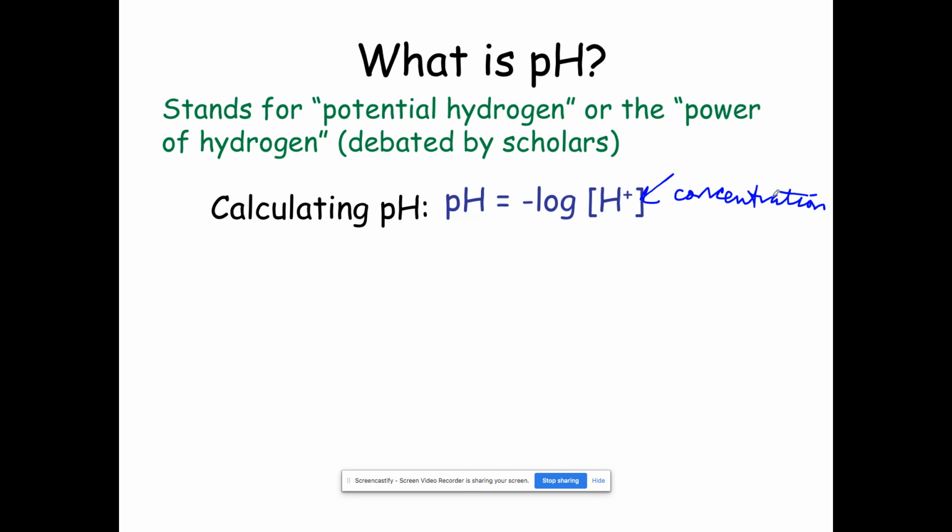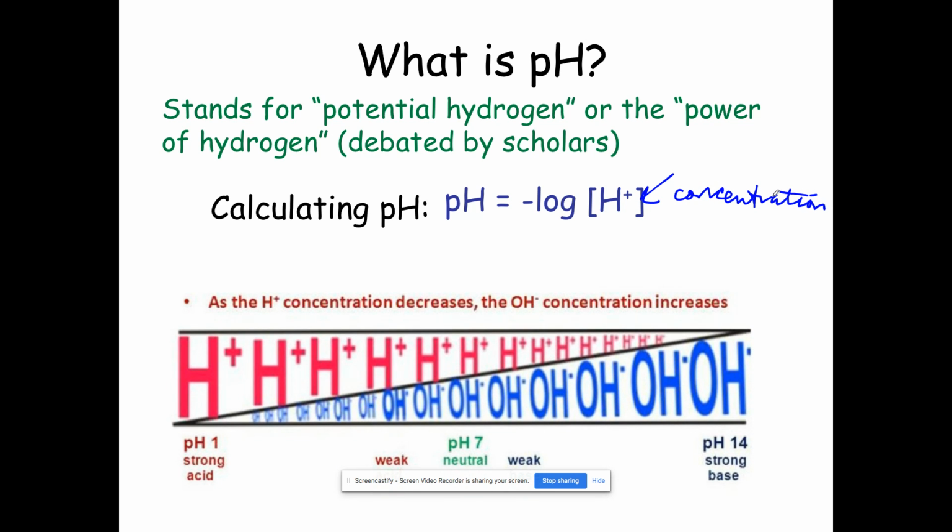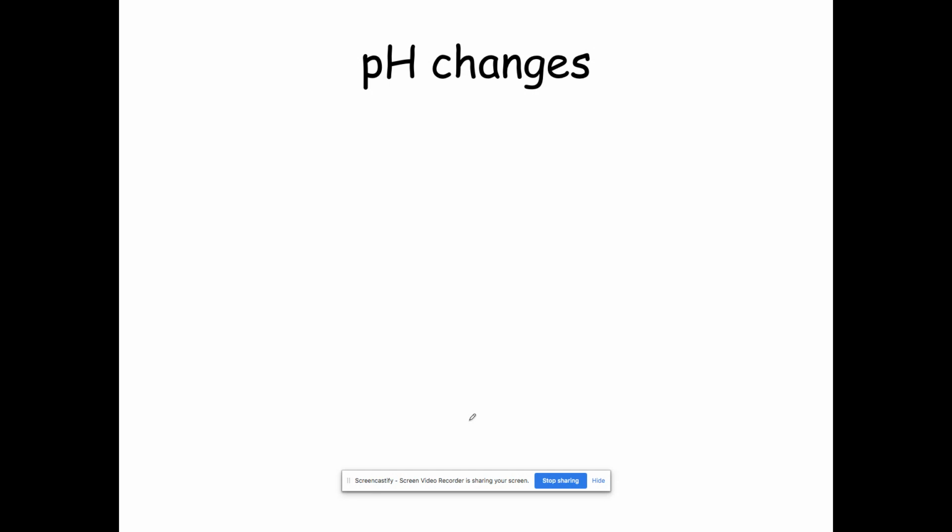Okay, so this is kind of a useful little chart. As the H plus concentration decreases, OH minus or hydroxide increases. So low pH has a ton of H plus and very little hydroxide. The middle would be neutral, with the same amount of each. And then as you continue on, higher pH is going to be up here. So the pH scale goes between 0 and 14, and 7 in the middle is our neutral.